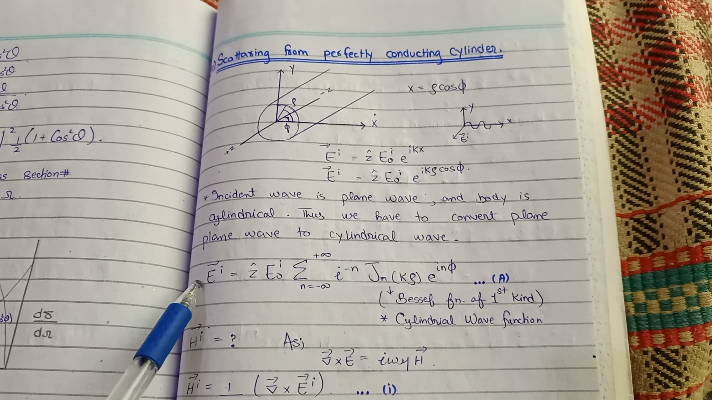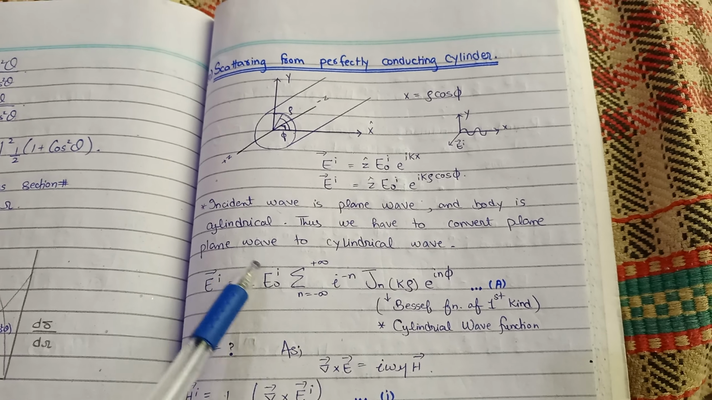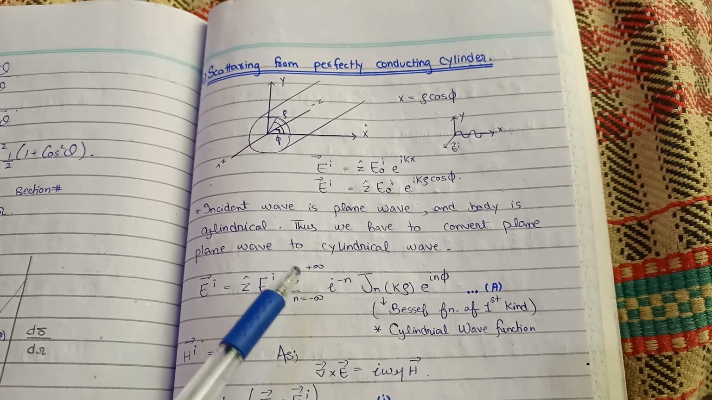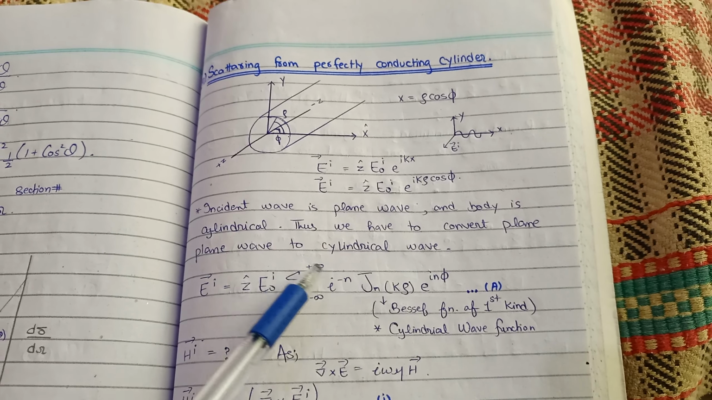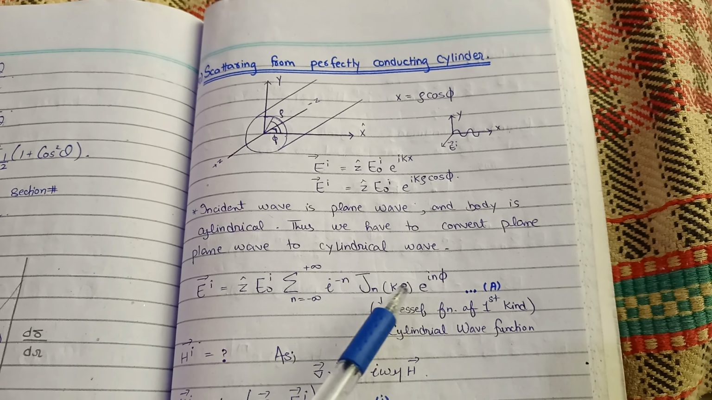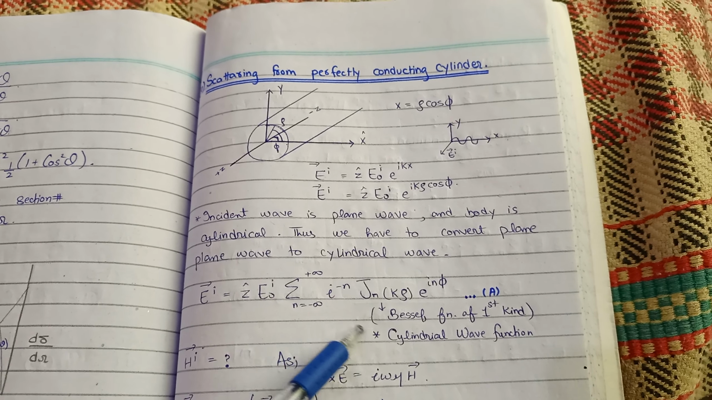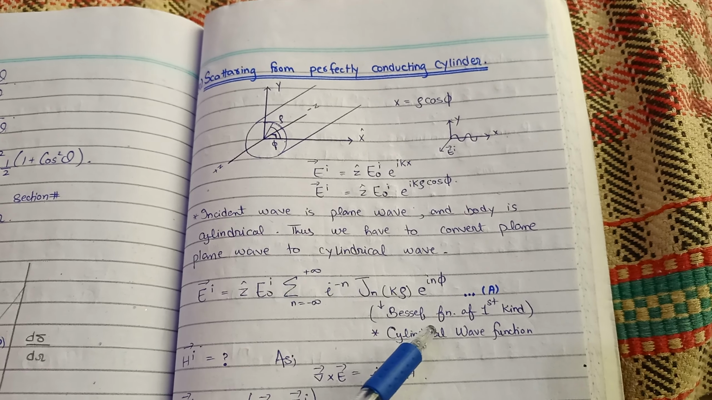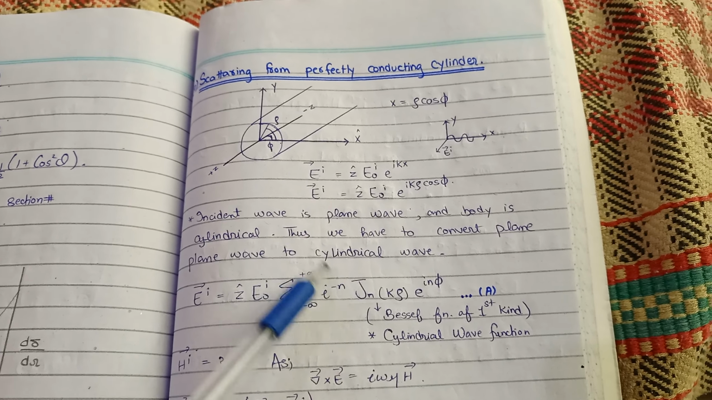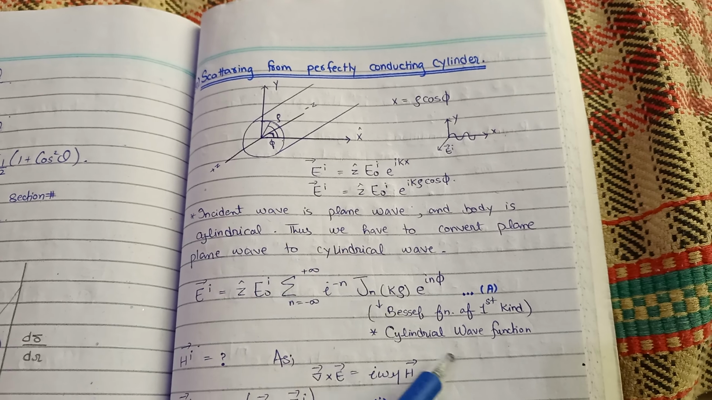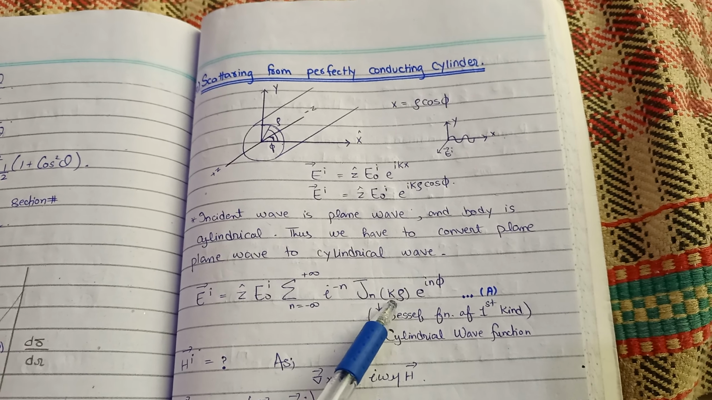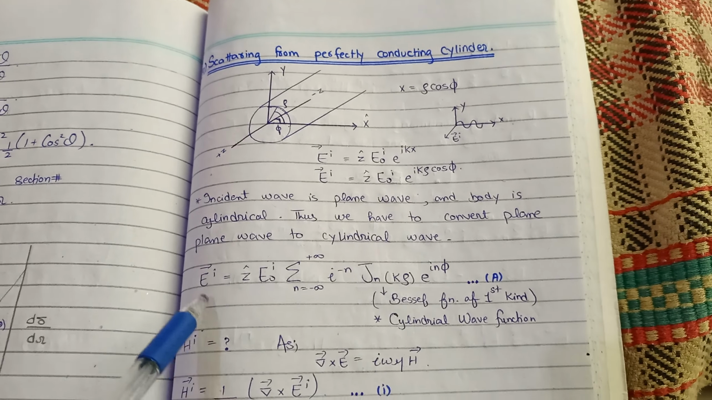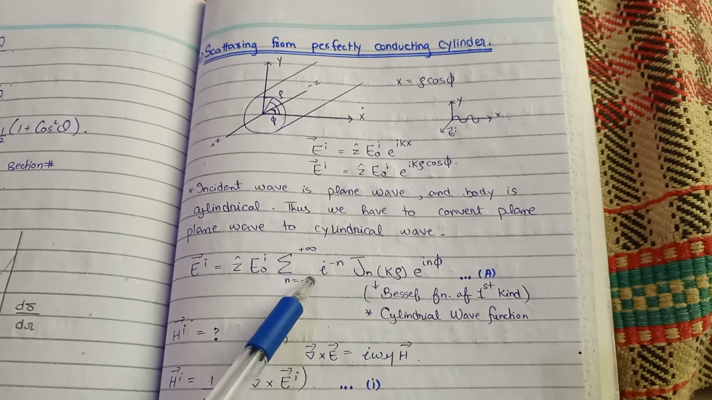So this is the equation: E^i equals z cap E naught i, the direction is the same. Now the only thing is the summation from minus infinity to infinity of i to the power minus n J_n(k rho) e to the power i n phi, where J_n is the Bessel function of the first kind, and there is also the Bessel function of the second kind, which is denoted by Y_n or N_n. So now you have successfully written the electric field in cylindrical waves.